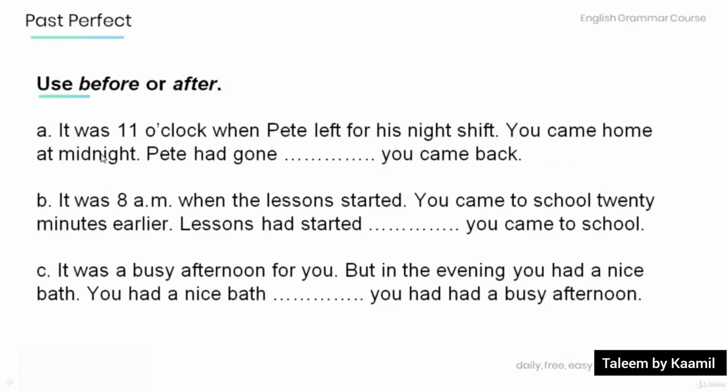And now, time for you to practice on your own. Read the following sentences and fill in the blanks using before or after. A. It was 11 o'clock when Pete left for his night shift. You came home at midnight. Pete had gone. You came back.